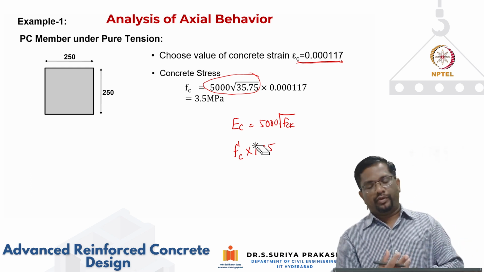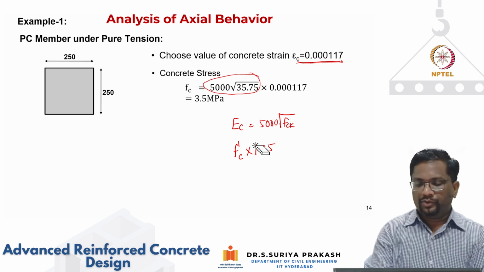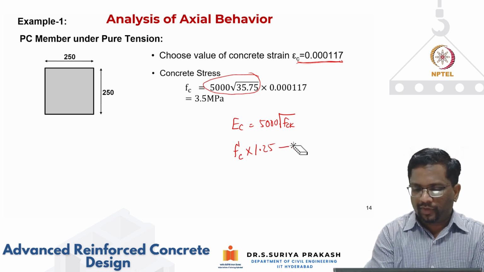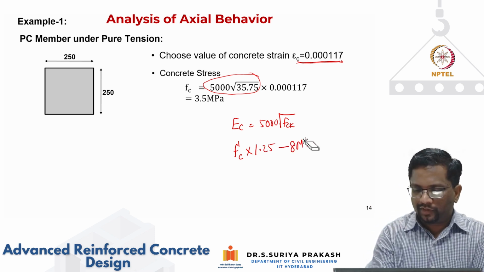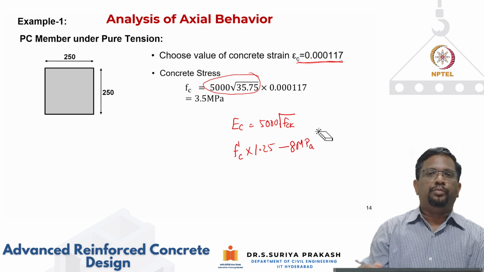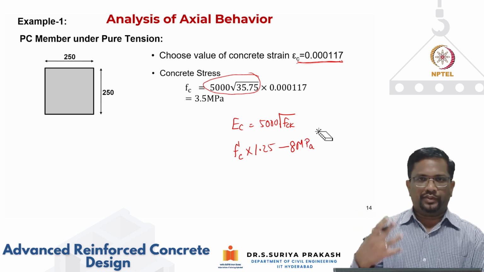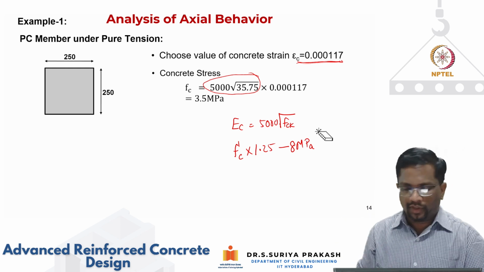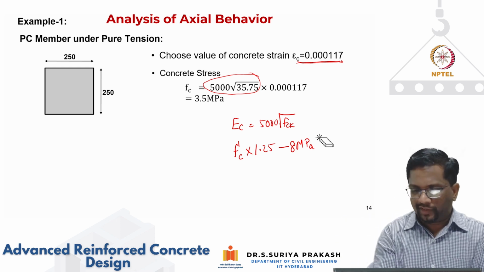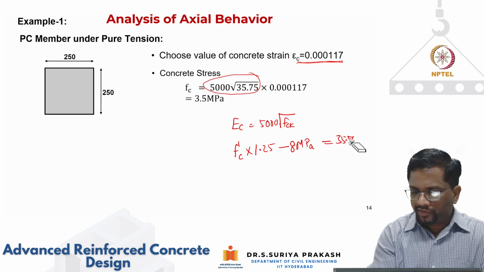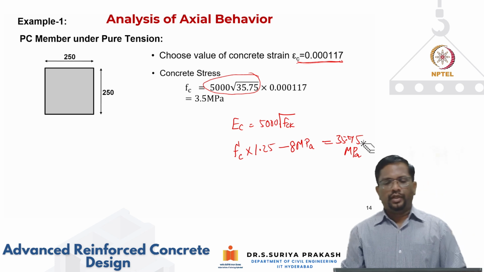That is the definition for your characteristic strength. So usually it is f'c minus 8 megapascal, or in other words, the mean value minus 1.65 times 5, which is the assumed standard deviation for your normal distribution. If you take this value, it will work out to be 35.75 megapascal. So that is why I have taken this as the elastic modulus.